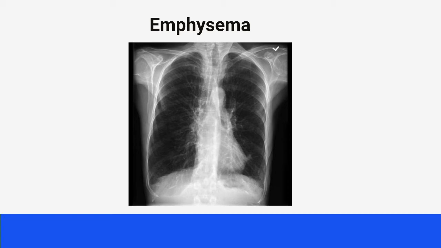There is increased AP diameter, anteroposterior diameter, of the thoracic cavity, but that we can appreciate more in a lateral chest X-ray view.